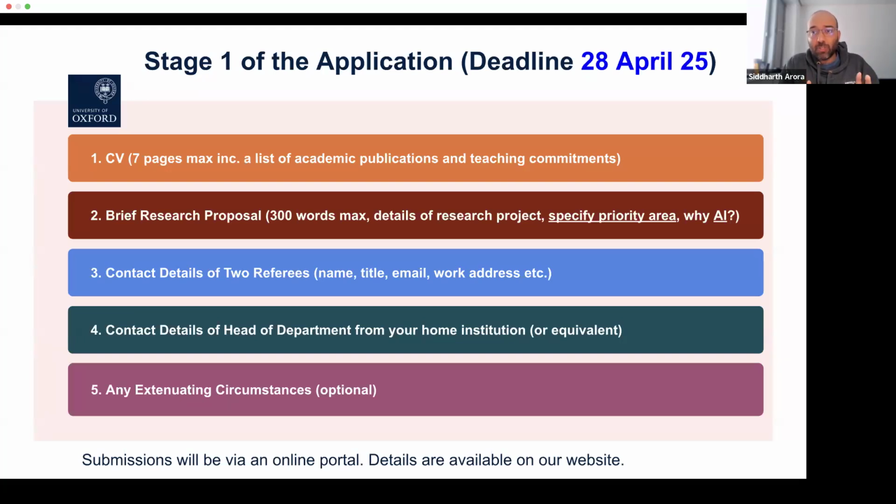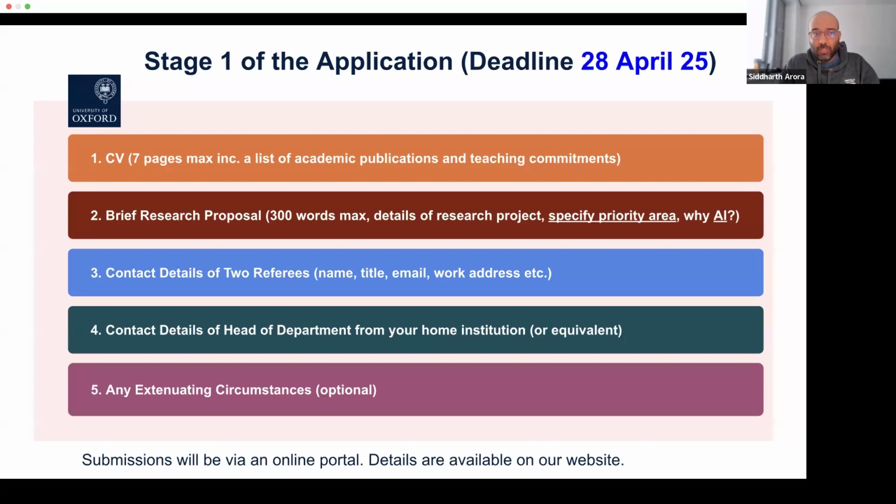If there's anyone on this call who has not yet started and is quite keen, I cannot highlight enough, this is the time to get started. And what do you need? Number 1, you need a 7-page CV with a complete list of your academic publications, teaching commitments, titles, anything that you feel is relevant for a fellowship program application.